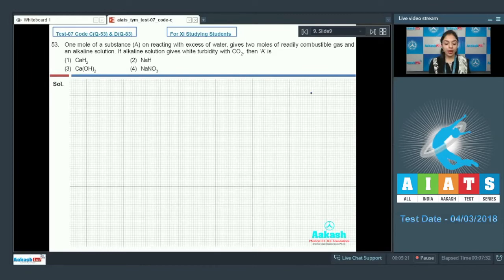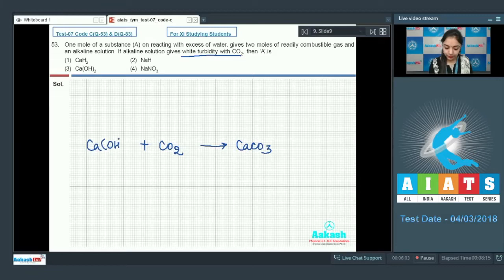So moving on to the next one now, we have question number 53, which says that 1 mole of a substance A on reacting with excess of water gives 2 moles of readily combustible gas and an alkaline solution. So if alkaline solution gives white turbidity with CO2, then A is. So students, you will get the hint from here, which is white turbidity with CO2. So which is the compound that gives white turbidity? That is calcium carbonate. Fine? And which is formed by the reaction of CO2. So it must be calcium hydroxide, because it is the alkaline solution.